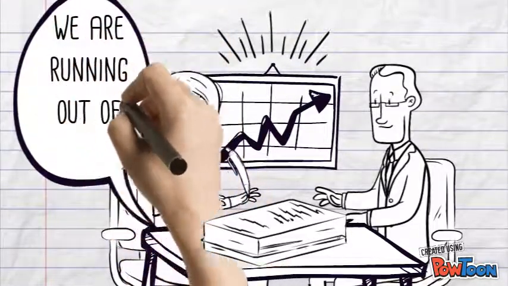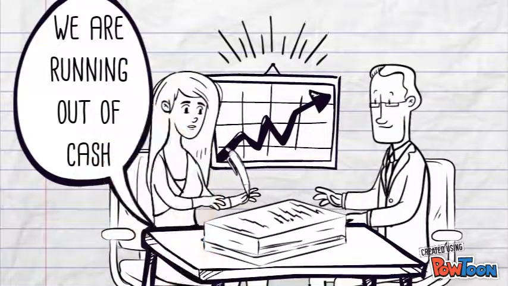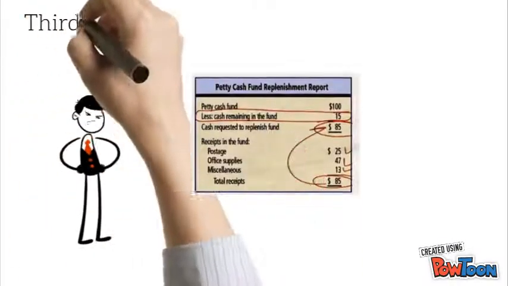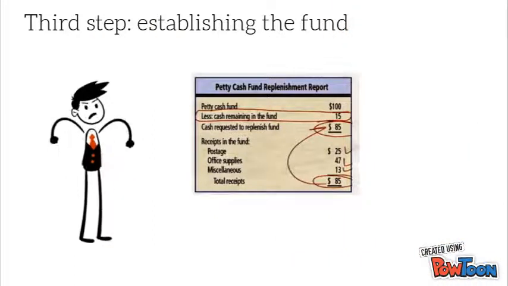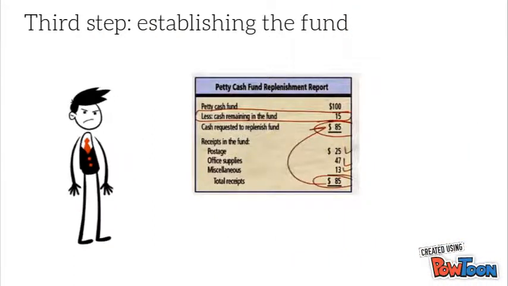This is the third step of the process. To do this, the Petty Cash Fund report is created to show the total amount of cash remaining and cash requested to be replenished. This also shows the receipts and expenses of the business. The total receipts have to match up with the total amount of cash requested to replenish the fund, like here.